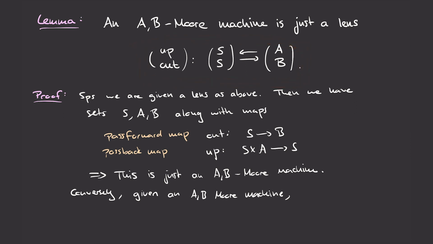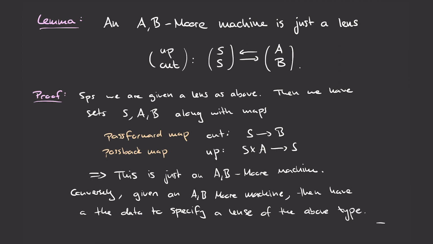Therefore, if we're given an AB Moore machine, then we have all the data to specify a lens of the above type. Okay, and so this concludes the proof. Well, essentially we've just seen that in both cases, if we think of an AB Moore machine or a lens of this specific type, then we just need exactly the same data, so those two things are basically the same.